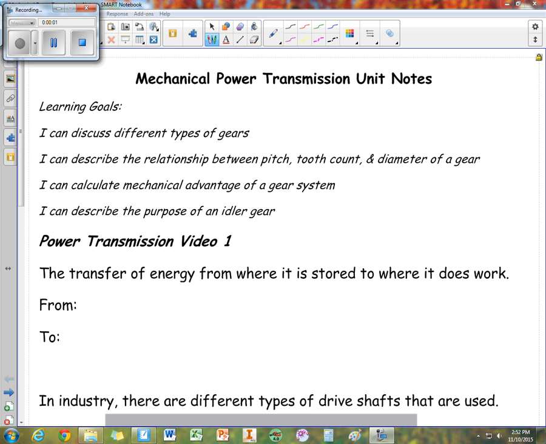All right. This is the first video for the mechanical power transmission units. The learning goals for this unit: I want you to be able to discuss the different types of gears. I want you to be able to describe the relationship between pitch, tooth count, and diameter of a gear. I want you to be able to calculate the mechanical advantage of a gear system. And I want you to be able to describe the purpose of an idler gear.